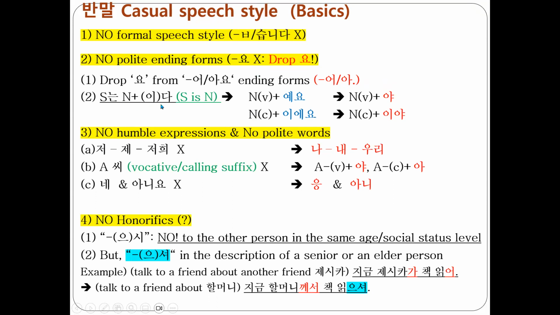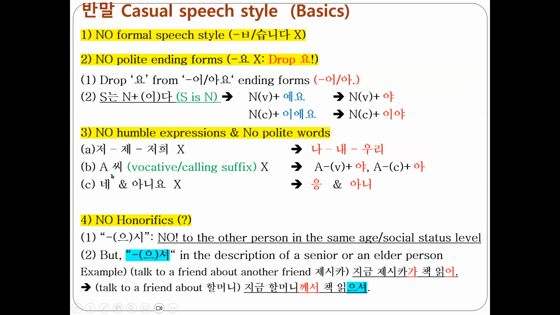But in the case of noun plus 이다, if you drop 요 only, that doesn't make sense. You have to change 예요 to 야, 이에요 to 이야. No humble expressions, so instead of 저희, we use 우리. For example, 저는, 나는; 제 가방, 내 가방; 저희 방, 우리 방.